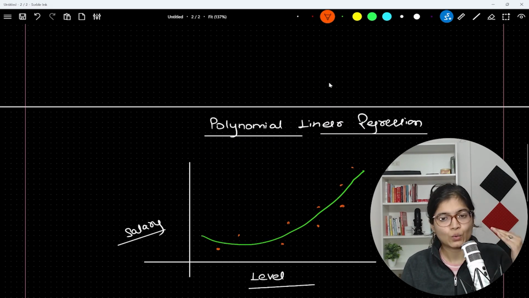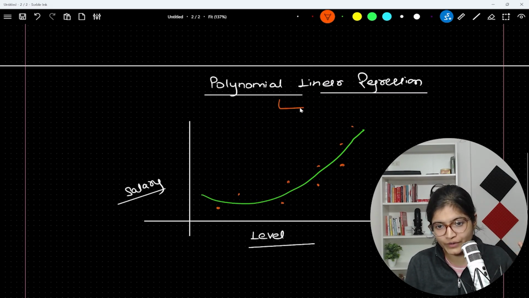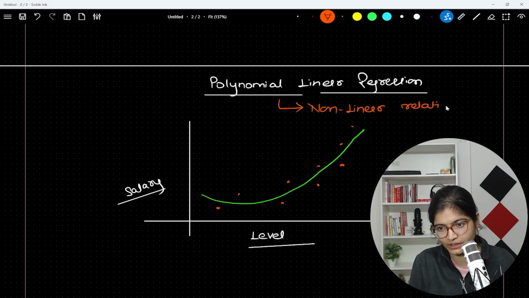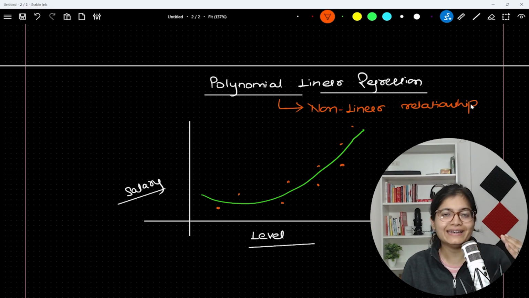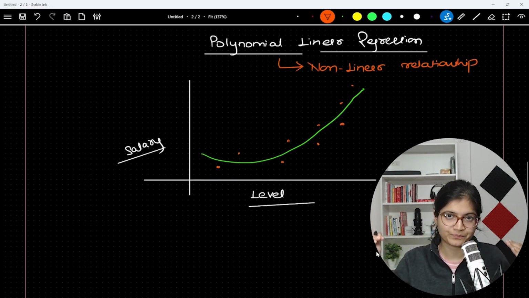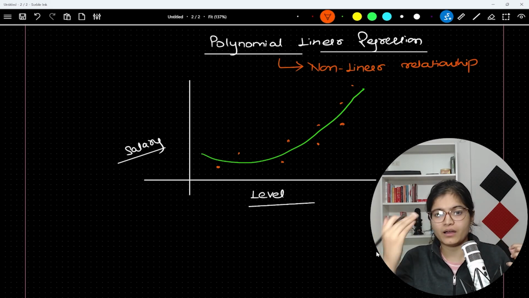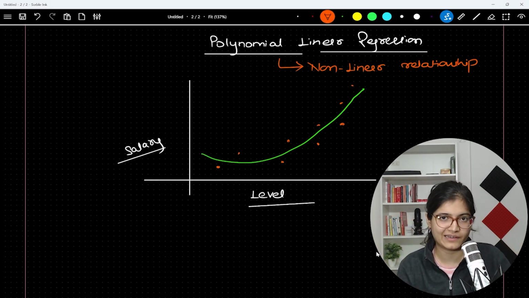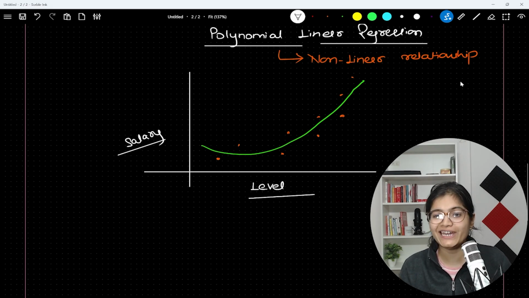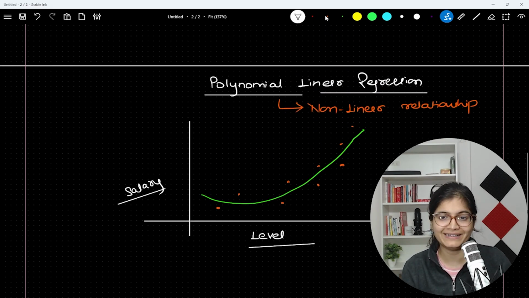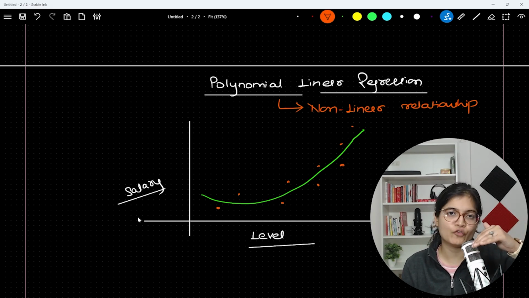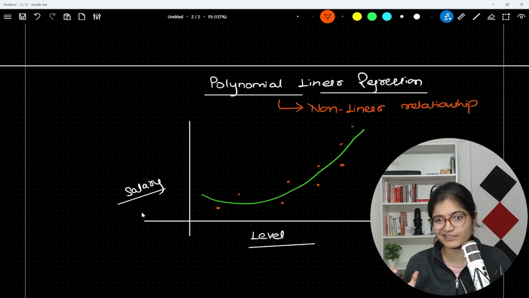Whenever we are aware that our data holds a non-linear relationship, not a linear one, if we try to create a linear line, it has a maximum error. In order to avoid that, we will go for a non-linear line, which is an example of polynomial linear regression. If I have a non-linear relationship between the dependent and independent features, that is level and salary, at that point of time we will go for polynomial linear regression. I hope it is clear now.